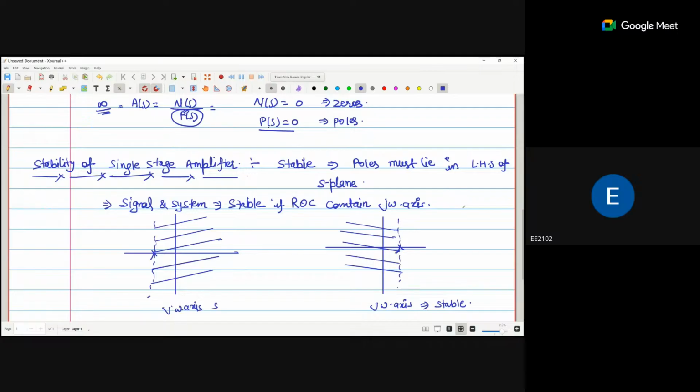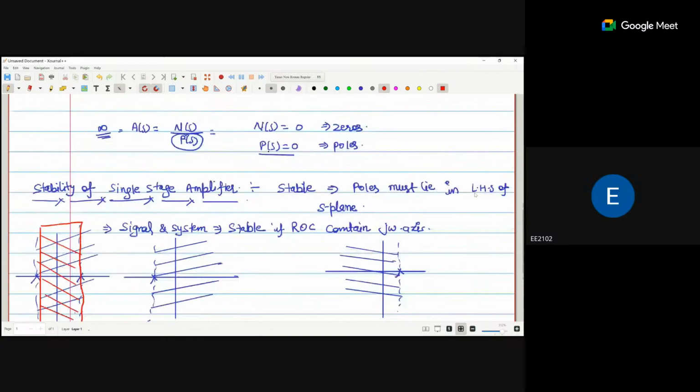So again, stable. The third case is you have two poles, one on this side and one on this side. This pole will be on the right side, and this pole will be on the left side. So the ROC is this part, and that also contains the j omega axis. So I can say my system is stable.